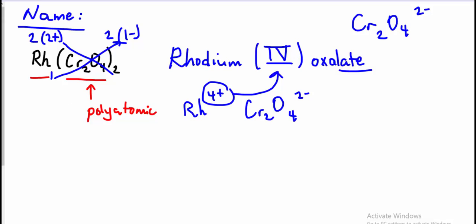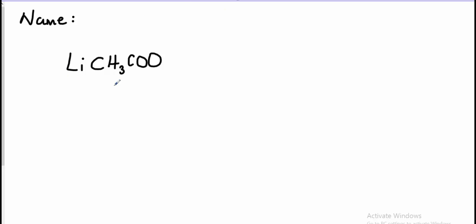Let's do another example. Here I have LiCH3COO. Wow, right away I know I have a polyatomic ion because I see all of these element symbols. So that's a giveaway to me that I definitely am dealing with a polyatomic ion. Where is the polyatomic ion? Well, you have to think about where you're going to break this ionic compound apart. So where's the anion and where's the cation?